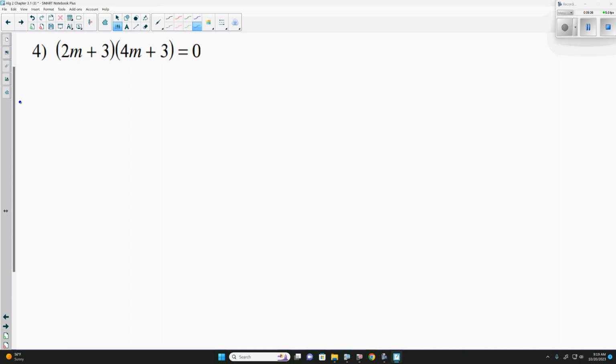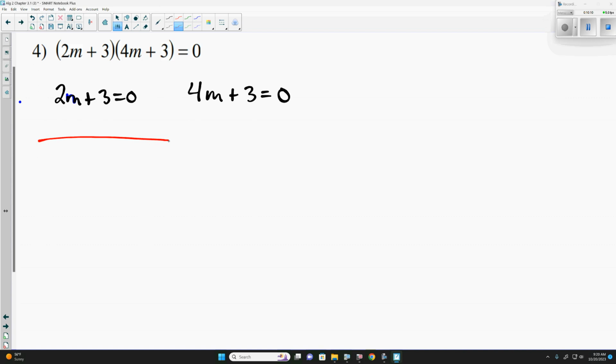2m plus 3 times 4m plus 3 equals 0. Two things multiplied together equal 0. One of them must be 0. So we're saying that either 2m plus 3 equals 0, or 4m plus 3 is equal to 0. It doesn't matter which one we solve first because we're going to have to do them both.